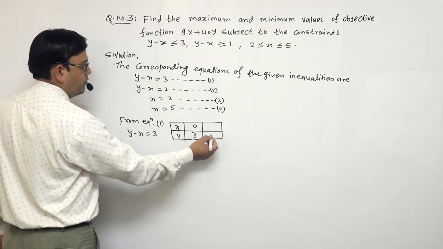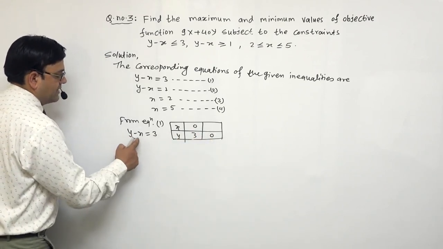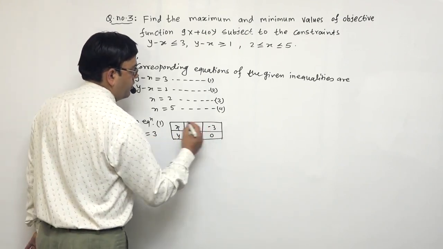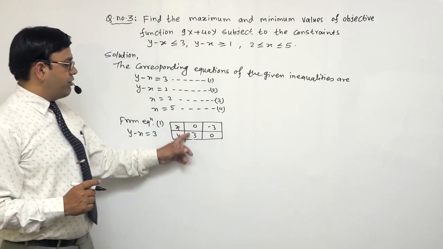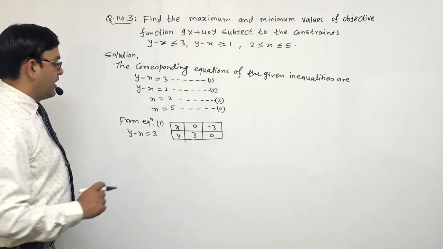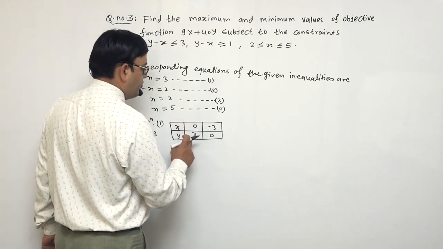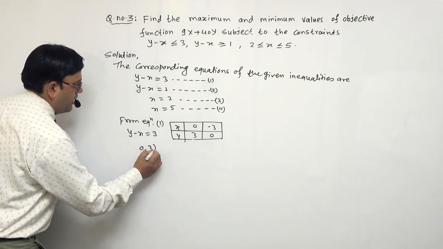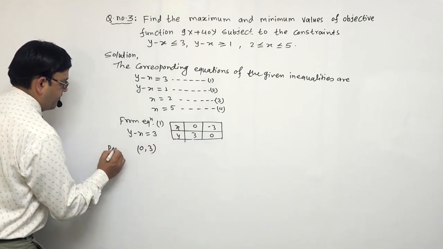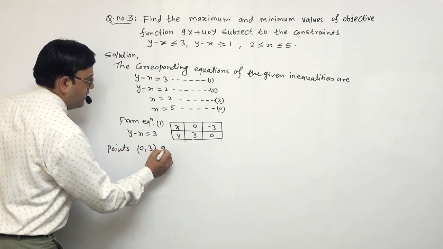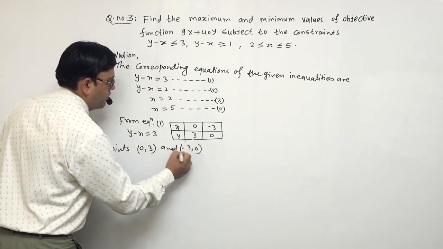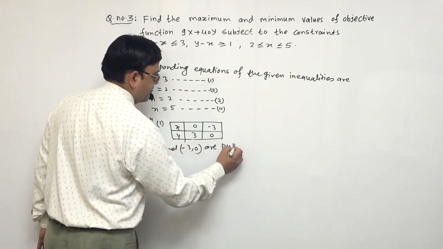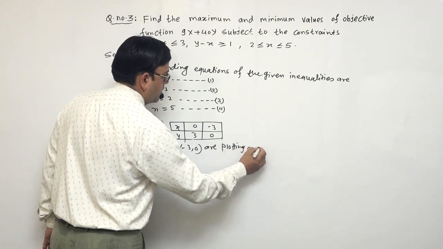Similarly, if we put 0 for y, then 0 minus x is equal to 3. So minus x is equal to 3, x is equal to minus 3. So here are the 2 points: (0, 3) and (minus 3, 0). So let's plot these points (0, 3) and (minus 3, 0) on a graph paper.